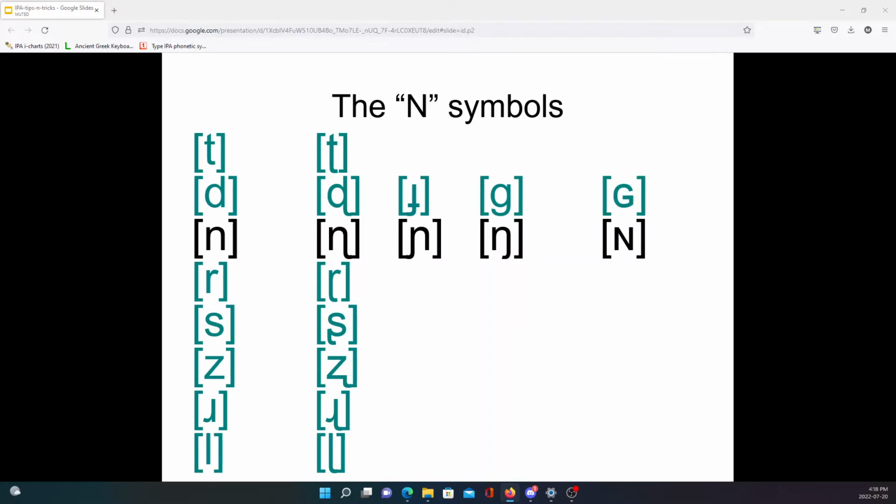And then our uvular nasal is a small capital letter, just like other uvular sounds. All of the voiced uvular consonants are small capital letters, and this one is no exception.